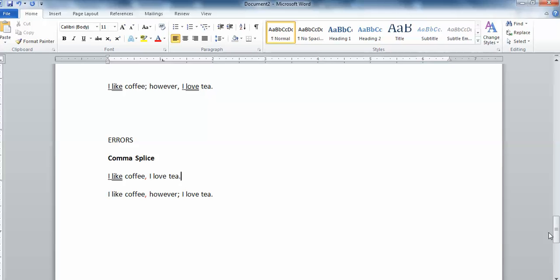So I hope you found this helpful. If you need more information about any of this information, you've got the book, your handbooks, you've got Purdue OWL, you've got EnglishClub.com. There's lots out there.